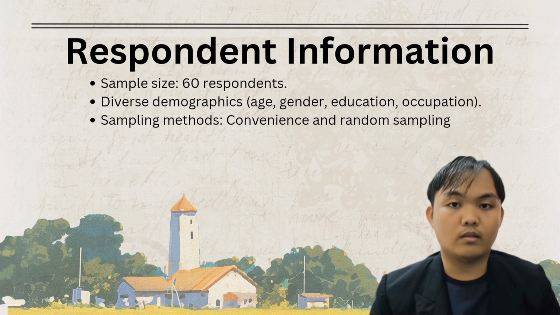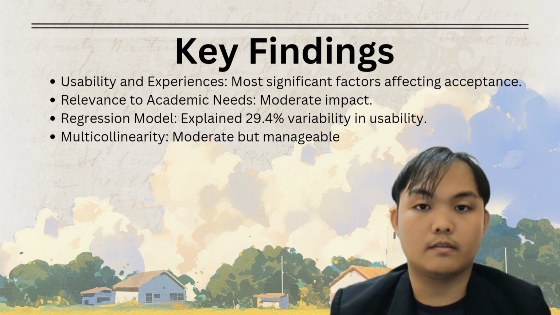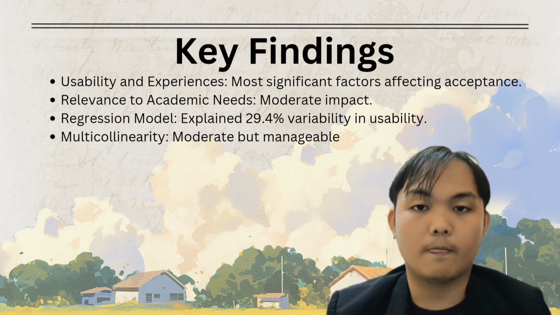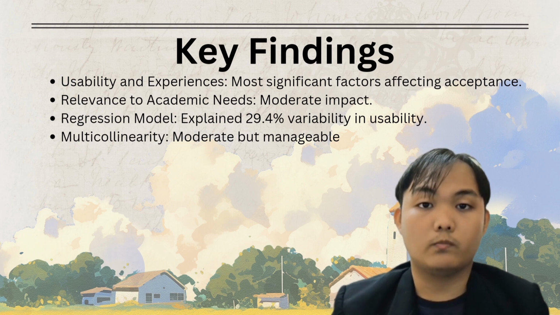So the pre-selected demographic variables are gender, race, age, preferred design application, and the last one is time used in a week. Next is key findings. First, usability and experience are the most significant factor affecting acceptance. Next, relevance to academic needs has a moderate impact. The third one is the regression model, which explains 29.4% variability in usability. And the last one is multicollinearity, which is moderate but manageable.